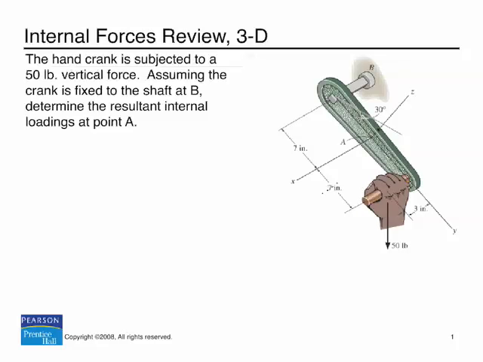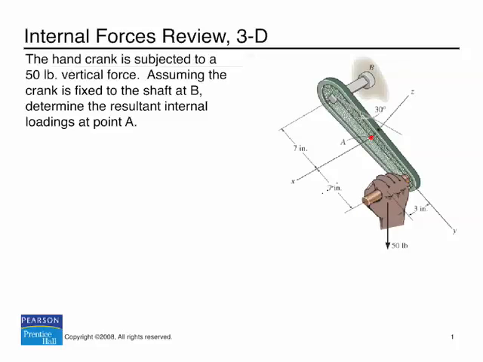Now we're going to consider a 3D problem on internal forces. As you can see in the picture, the hand crank is subjected to a vertical force of 50 pounds. Assuming that the crank is fixed to the shaft at B, determine the resultant internal loadings at point A.